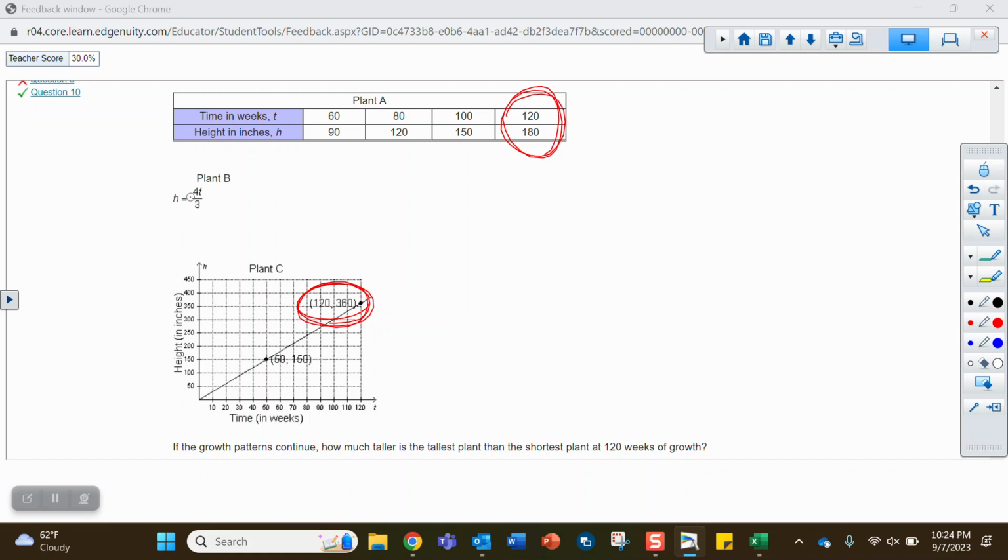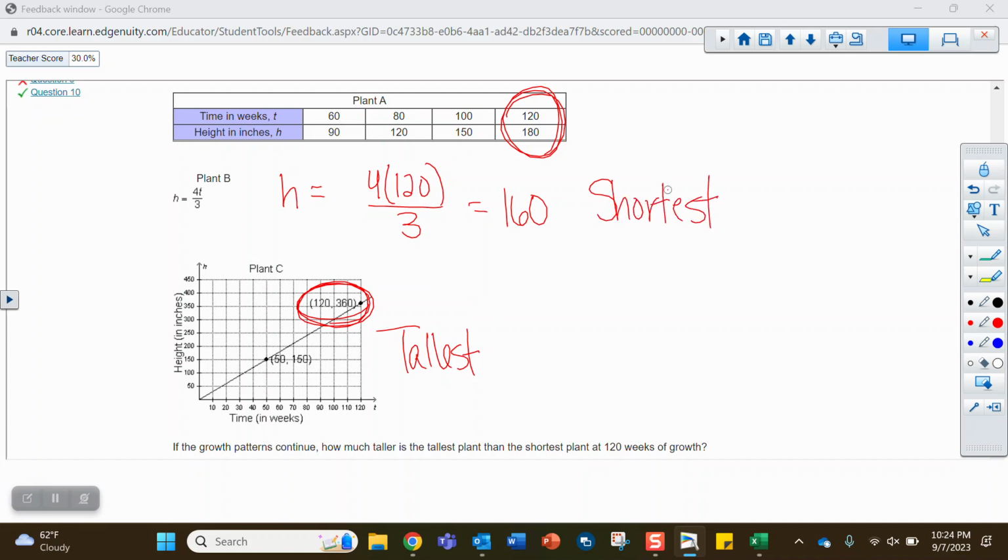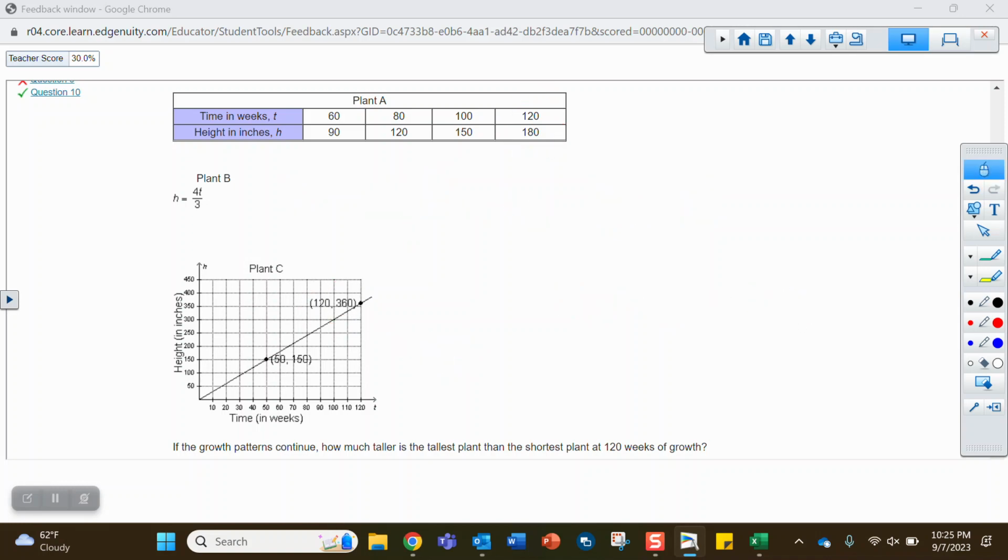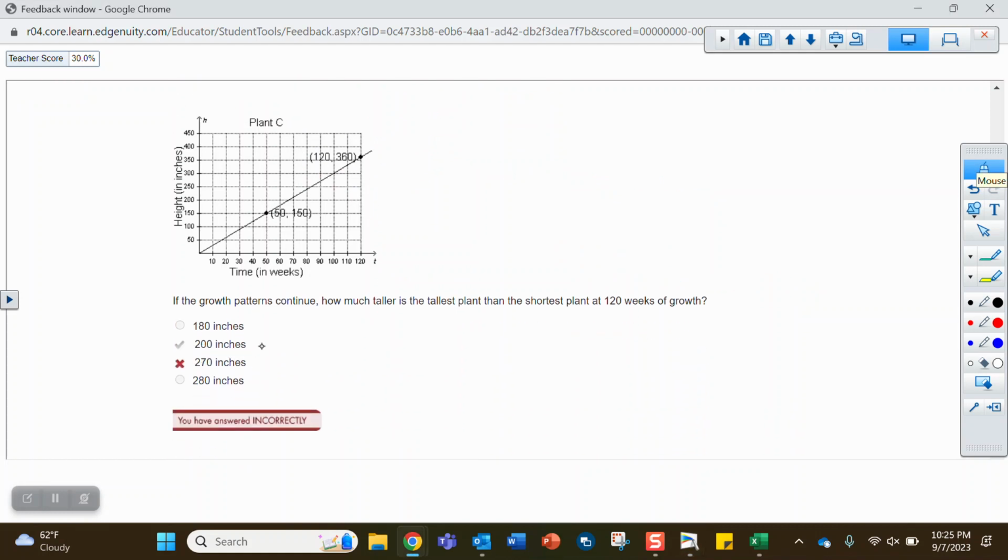Now we have to figure out plant B. And so we actually have to plug in 120 for T. So 4 times 120 is 480, and if we divide that by 3, we get 160. So this is the tallest, and this is the shortest, and it asked how much taller it is. So we're going to take 360 minus 160, and we get 200. So it is 200 inches taller. And there's that answer there.